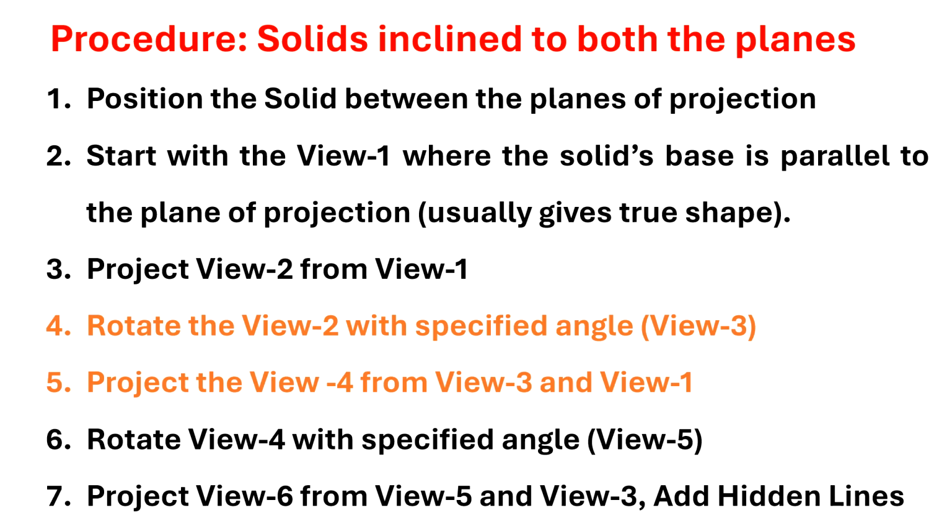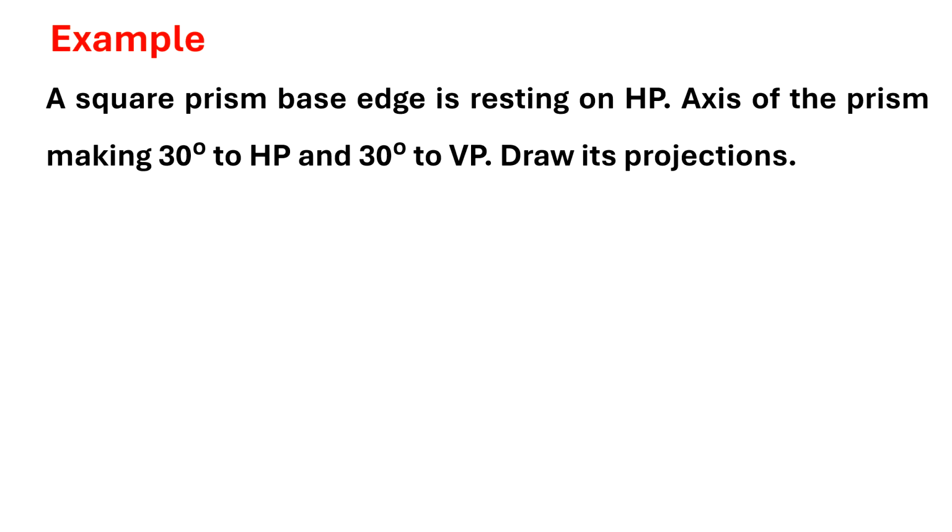Let us start the projections of solids when the solids are inclined to both the planes by taking one example. Here I am taking this example without the dimensions, only to give you an idea of how to draw the projections of solids. A square prism base edge is resting on the horizontal plane. I have not mentioned the base edge and height; I will assume approximately 30 mm base edge and 50 mm height. The axis of the prism is making 30 degrees to the horizontal plane and 60 degrees to the vertical plane. Draw its projections.